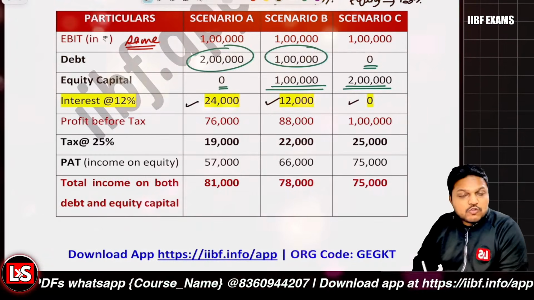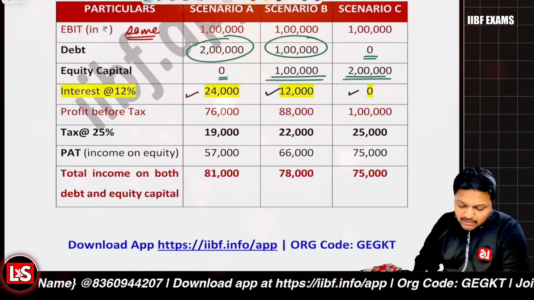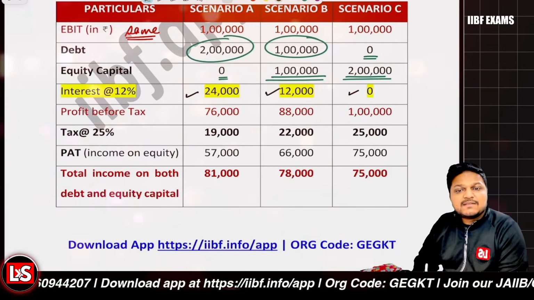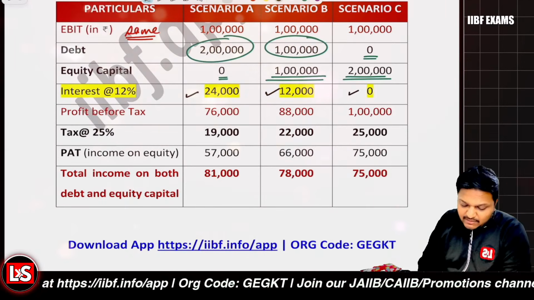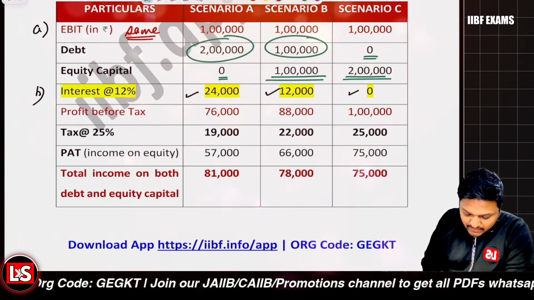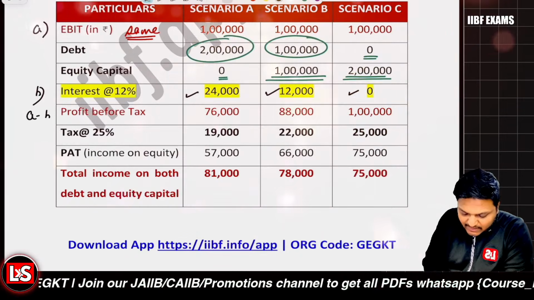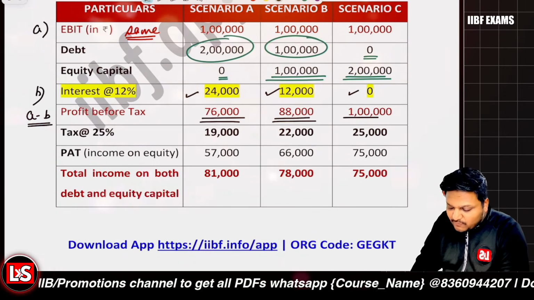So what will be the PBT? What will be the profit before tax? It will be EBIT minus the interest. If we name EBIT as A and interest as component B, we can say PBT would be A minus B, right? So it is 76,000, 88,000 and 1 lakh rupees.